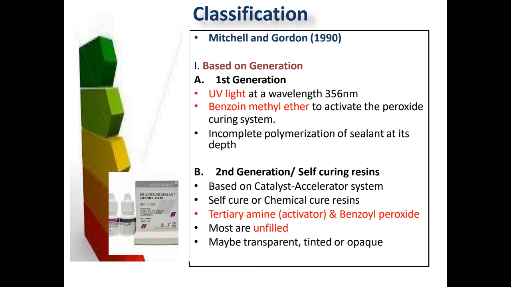When we come to first generation pit and fissure sealants, they are cured by UV light at a wavelength of 356 nanometers. Now what is the disadvantage of this system? The disadvantage is there is incomplete polymerization of the sealant at the depth. When you place this first generation sealant in the pits and fissures and cure it, the depth of the fissure is not cured. When it is not cured, it does not form a micromechanical bond at all. So the retention of the sealant is very less in this first generation.